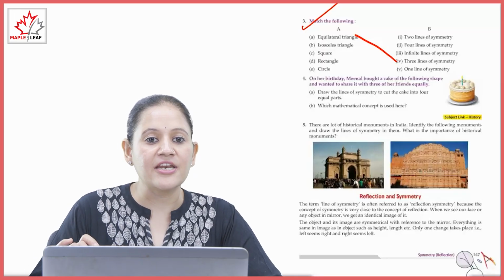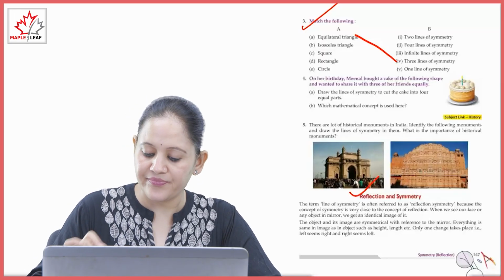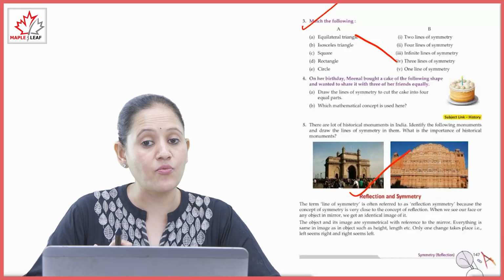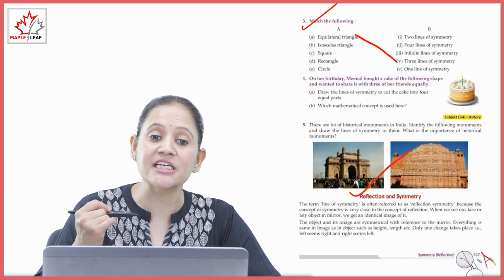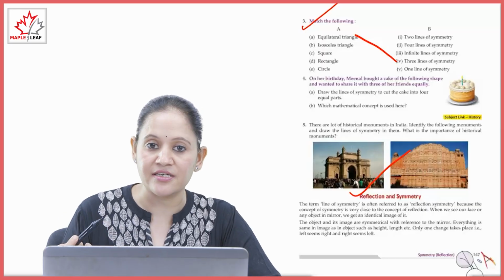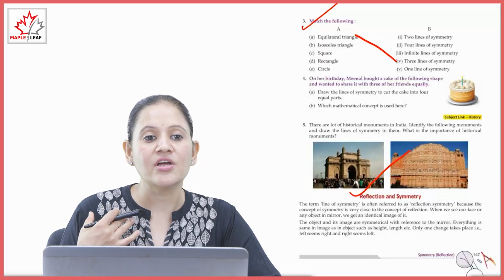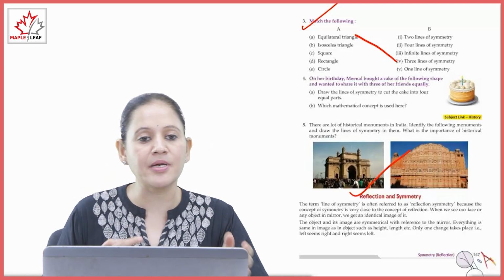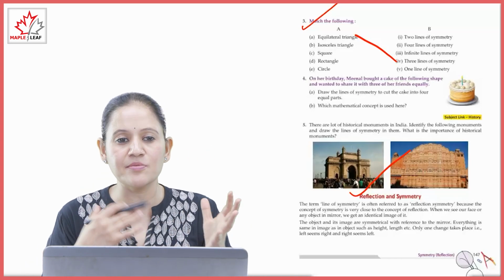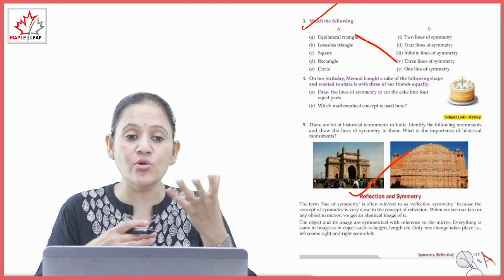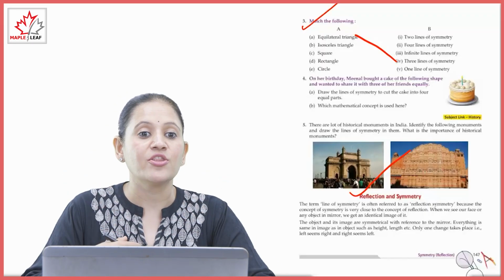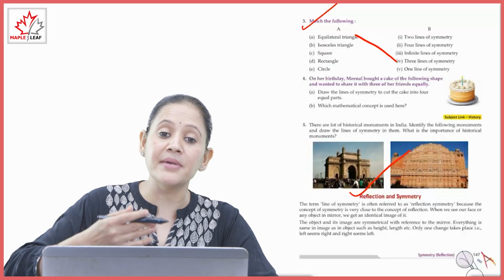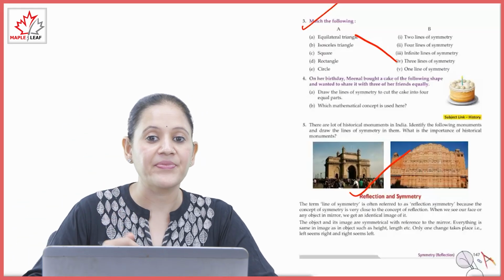Next, reflection and symmetry. The term line of symmetry is often referred to as reflection symmetry. Why? Because the concept of symmetry is very close to the concept of reflection. When we see our face or any object in a mirror, what do we get? We get an identical image. Whenever we see our image in a mirror, or the image of any object, we see that exactly the same image is formed. The object and its image are symmetrical with reference to the mirror. Here the mirror is acting as a line of symmetry.